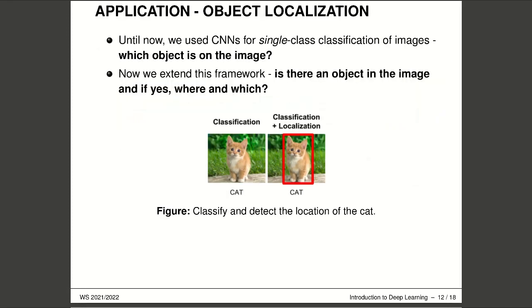Another use case of CNN is for object localization. Until now, we use CNN for classifying images. Indeed, we answer which object is in the image. Now, we would like to extend this framework, and we would like to know where the location of the object is. Object localization refers to identifying the location of one or more objects in an image and drawing a bounding box around their extent. Object detection combines these two tasks and localizes and classifies one or more objects in an image.